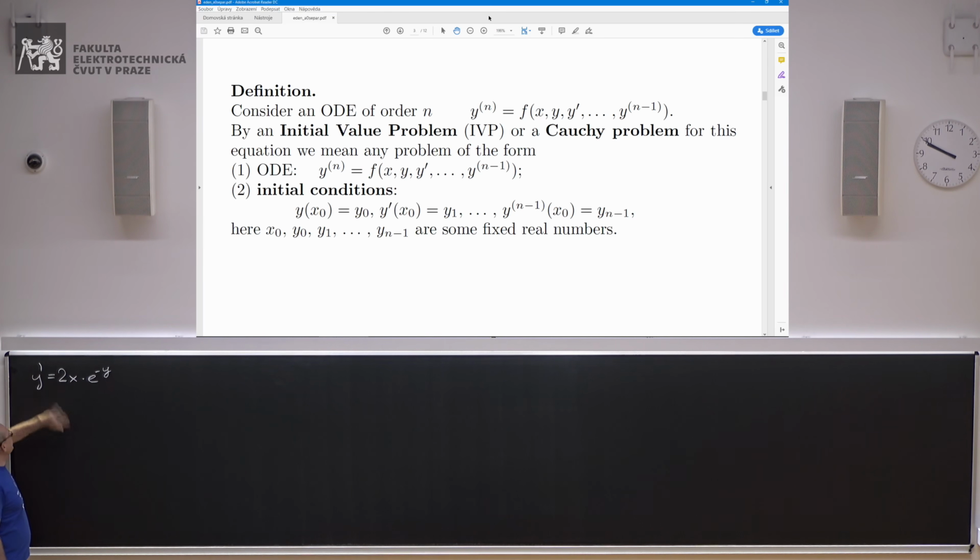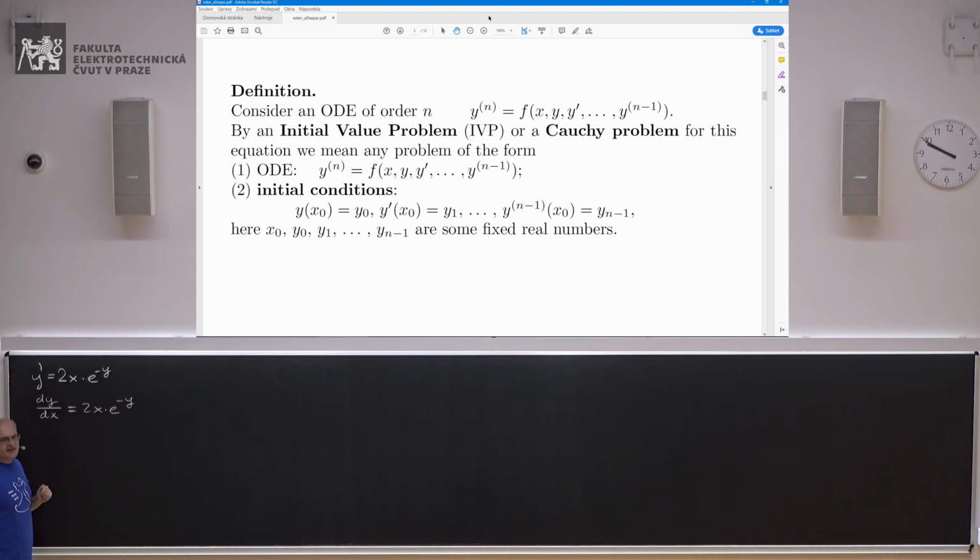Step 1. I take this equation and I rewrite it using the Leibniz notation for the derivative. dy over dx is equal to 2x e to negative y. In fact, Leibniz notation for the derivative is very popular in applications. So if this differential equation comes from applications, there is a good chance that it already looks like this.